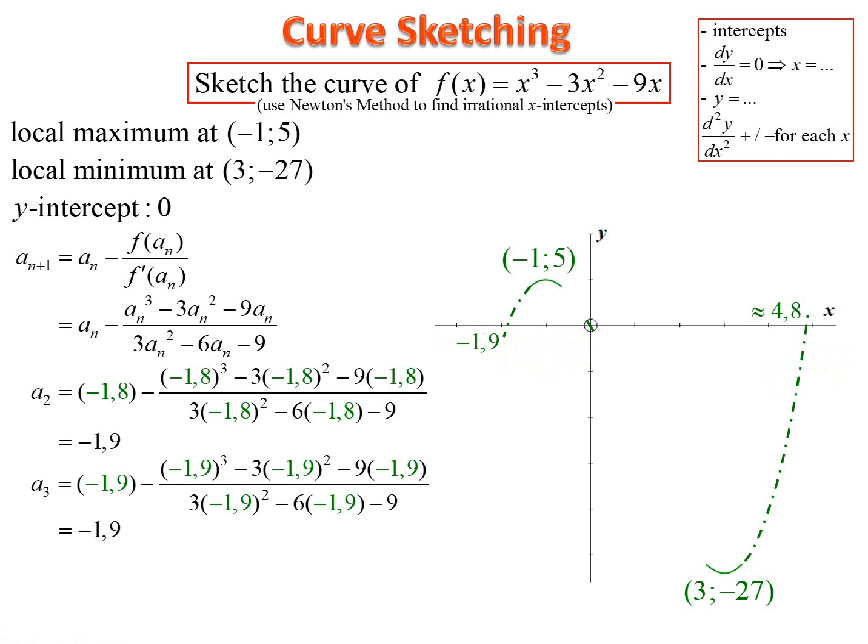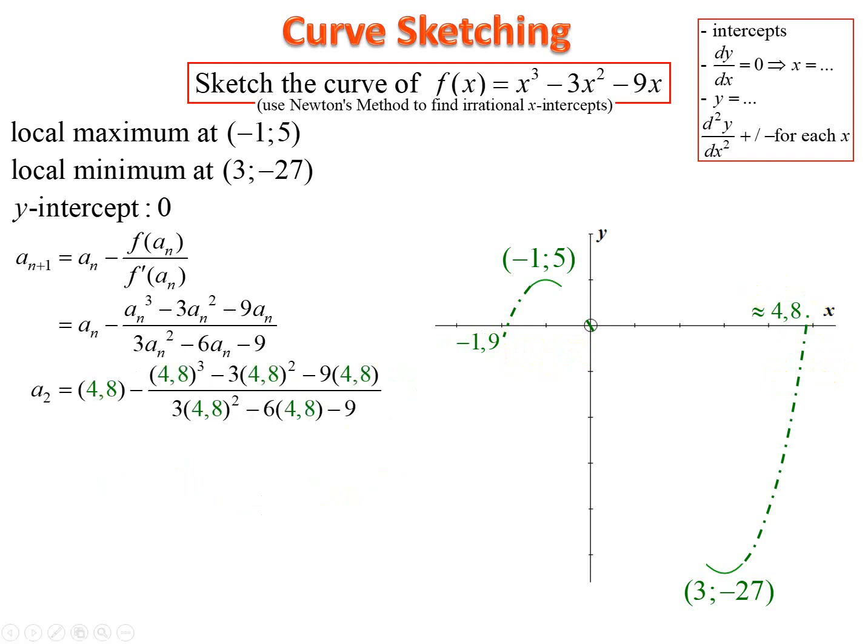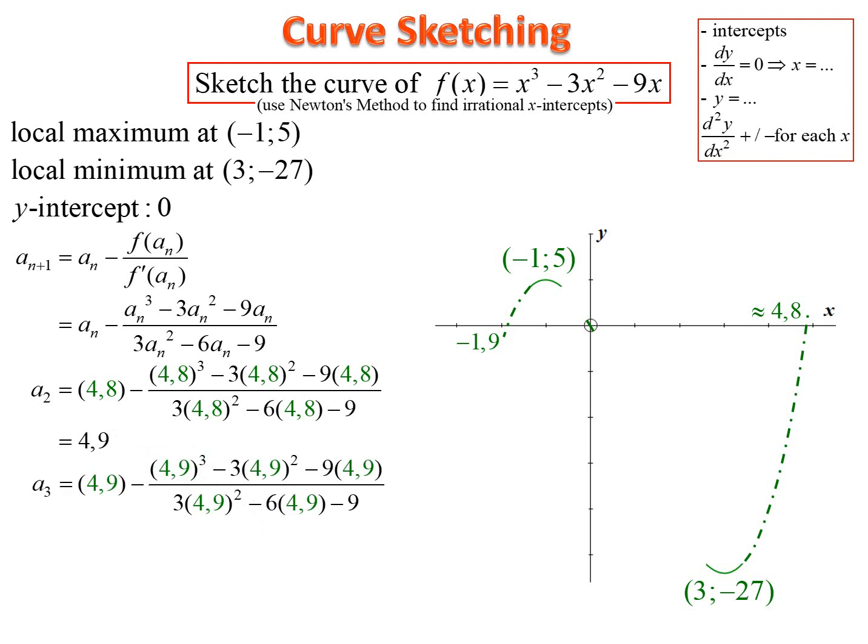Now I'm going to do the same with the 4,8. Substitute into the formula, and I get 4,9. Substitute again, and I come up with 4,9 again. So now I can take that and put it instead of that approximation there.